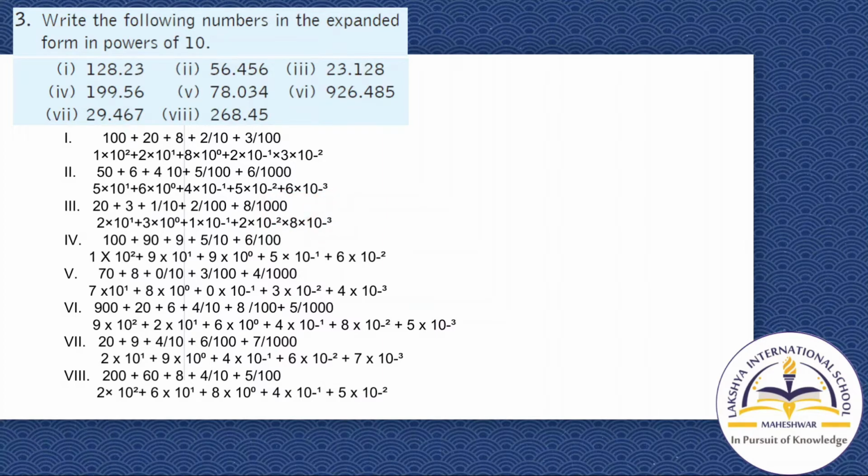Now we will solve question number 6. 926.485. So 900 plus 20 plus 6 plus 4 divided by 10, 8 divided by 100, 5 divided by 1000. Now 9 into 10 to the power 2 plus 2 into 10 to the power 1 plus 6 into 10 to the power 0 plus 4 into 10 to the power minus 1 plus 8 into 10 to the power minus 2 plus 5 into 10 to the power minus 3. Like this you have the question.